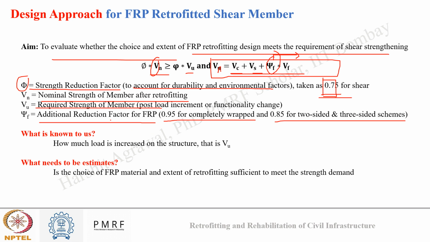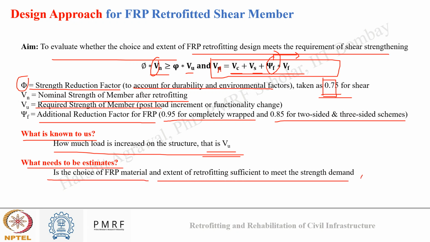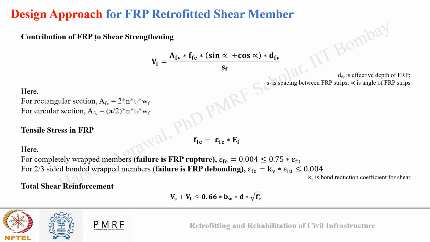Okay, so what is known to us? We know how much load is increased on the structure, that is VU. And what needs to be estimated is whether the choice of FRP material and extent of retrofitting is sufficient to meet the demand or not. So we need to estimate VN and check whether it is greater than VU or not. So the contribution of steel and concrete to the shear strength we already know from the initial design.